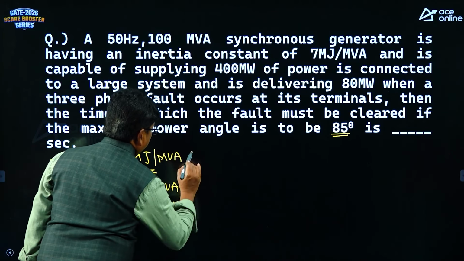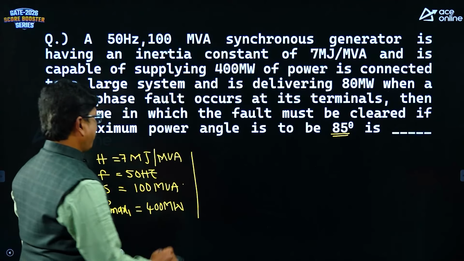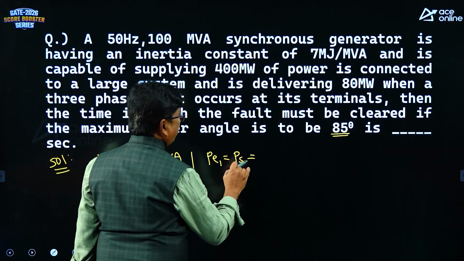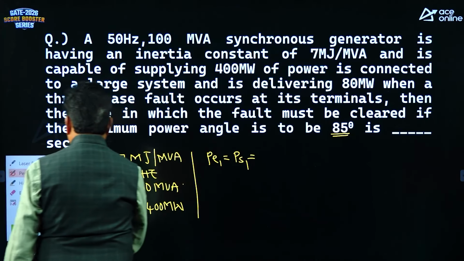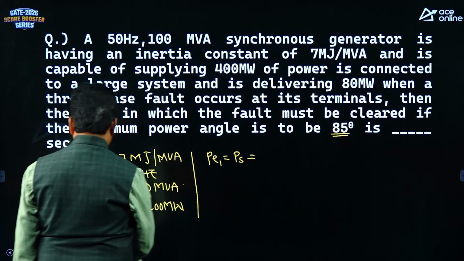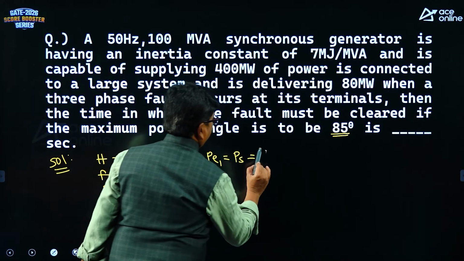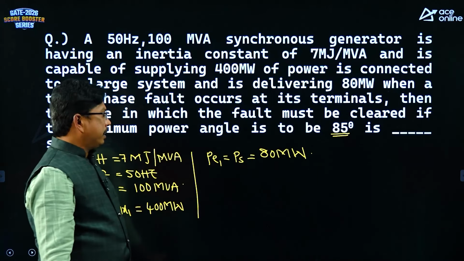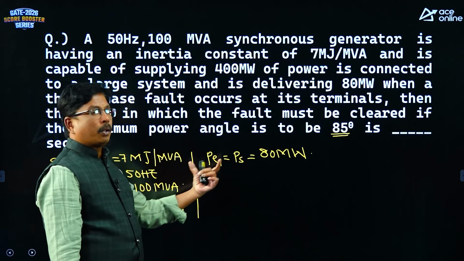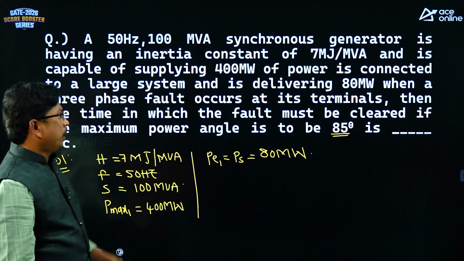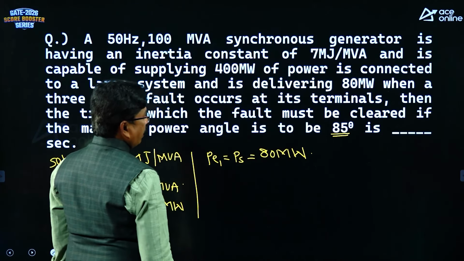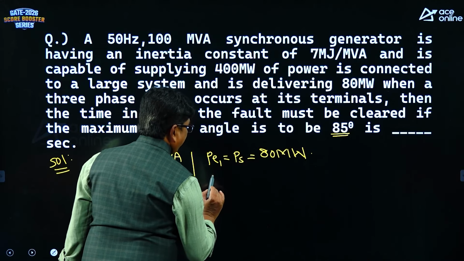But out of this, it is delivering only 80 megawatt, where PE is equivalent to PS, meaning PE1 and PS are both 80 megawatt, the initial power. Initially, before the disturbance, the mechanical input and electrical power output are the same. Both are 80 megawatt. So when PS is equivalent to P1 is equivalent to 80, we can calculate delta naught.